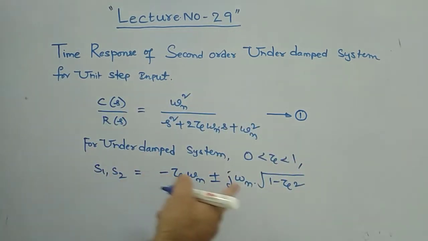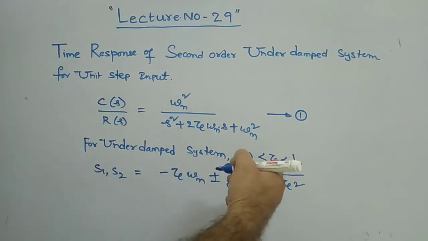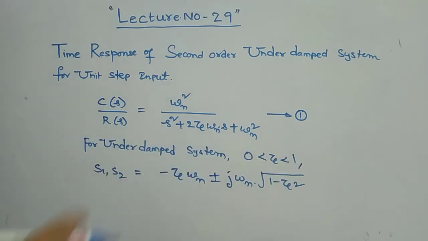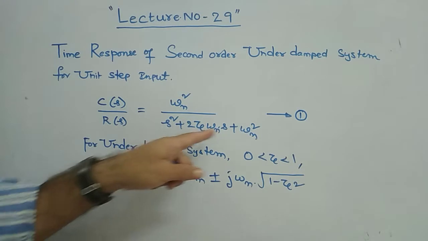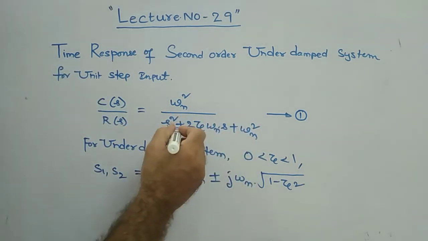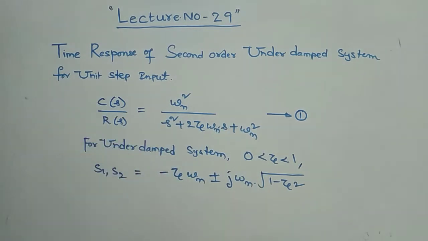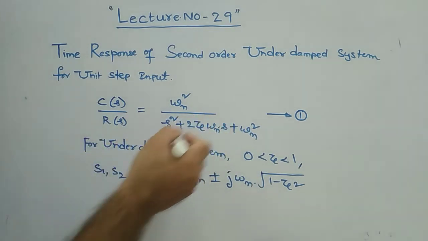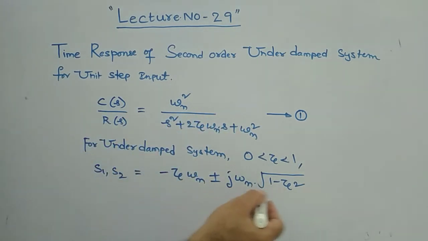This is what we have seen. These are the roots for this condition, for these zeta values. We have seen that the roots of this denominator, and this is called the characteristic equation. If you equate this equal to 0, that is called the characteristic equation. And for that, if you obtain the roots, your roots will be like this only.